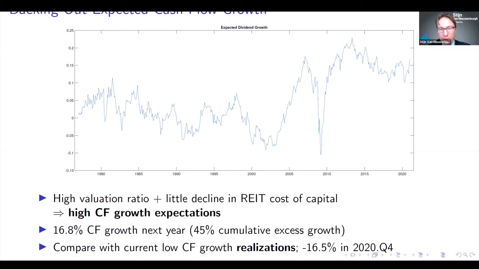And that seems like a high number, especially in light of the current low cash flow growth realizations over the past year, which were negative 16.5%, right? And so this disconnect, or these high implied cash flow growth expectations, is kind of the only way the model can explain the high valuation ratios in light of the fact that risk premia did not radically fall.